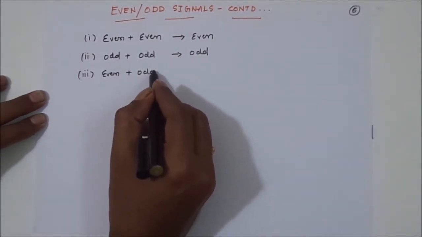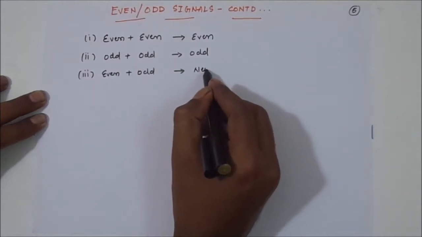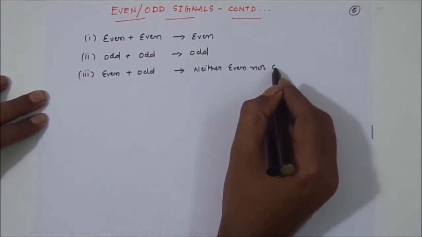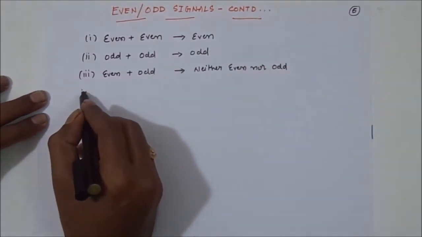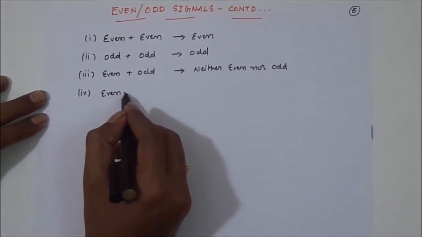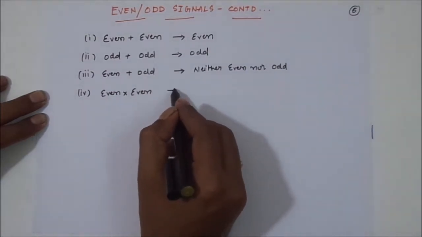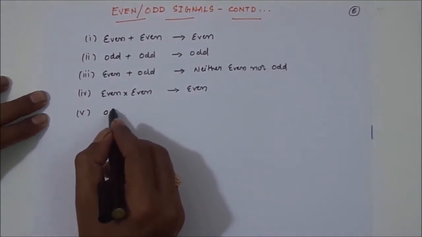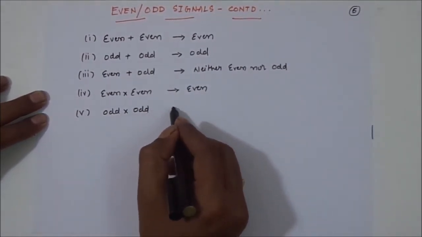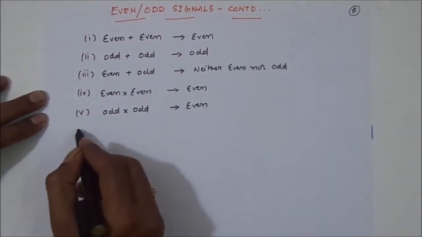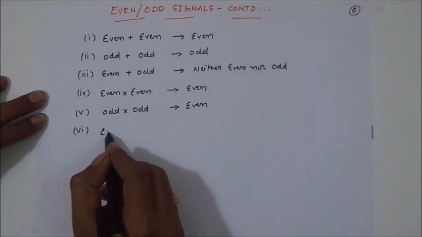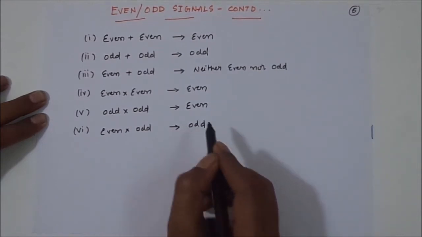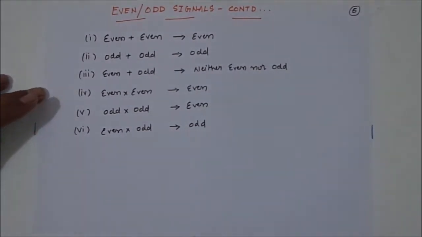And if you add an even and an odd signal, the resulting signal will be neither even nor odd. Also we have proved that if you multiply two even signals, the resulting signal is even, and if you multiply two odd signals, that also will result in an even signal. And finally we have seen that if you multiply an even signal with an odd signal, that results in an odd signal. Okay, so we have proved all this, so hopefully you are aware of this.